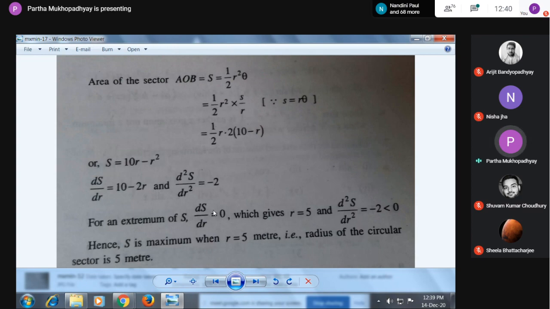And for that maximum value, r should be 5. So what is the maximum value? 5 into r, 50 minus 25, that is 25 square centimeter. Okay, so this is the maximum area of the circular sector, when the radius is 5.